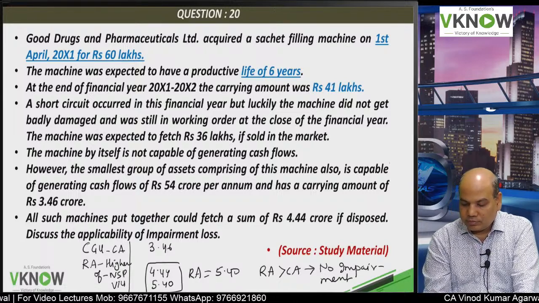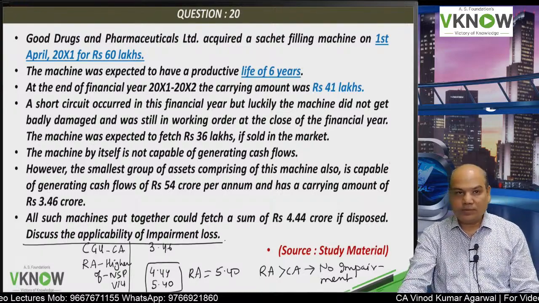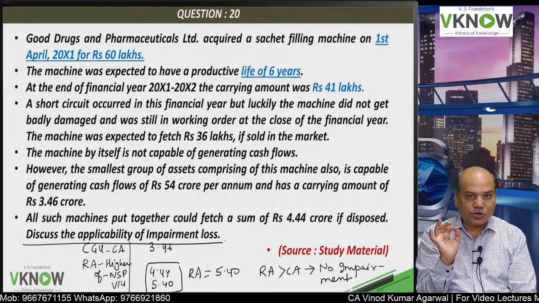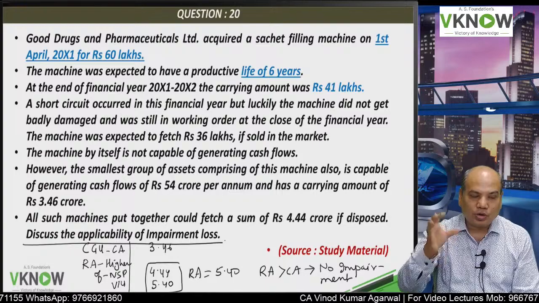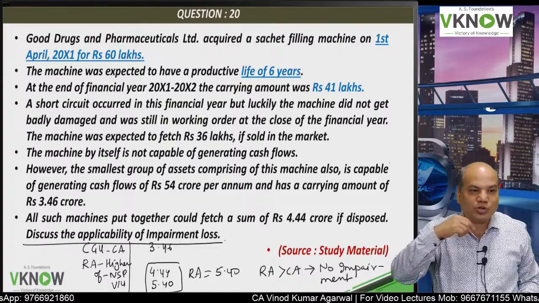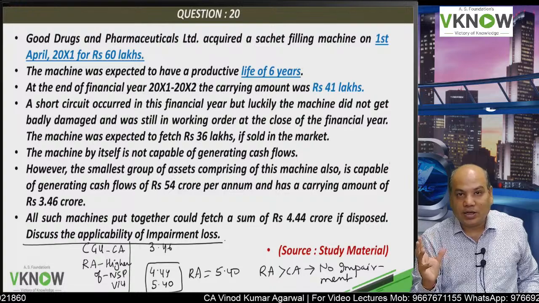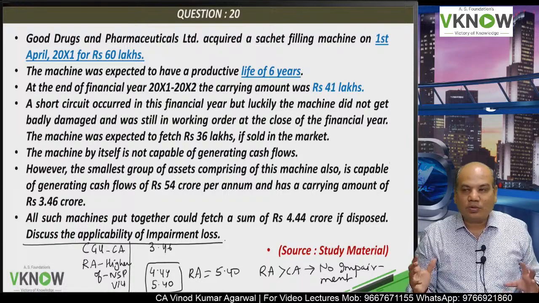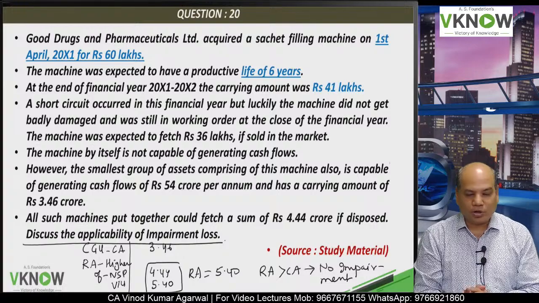CGU is not impaired. I hope it is clear. If the CGU is not impaired, the assets of the CGU are also not impaired. If the entire CGU is not impaired, if the classroom is not impaired, this camera is also not impaired. Even if there is an indication of impairment, because it is a part of the classroom and the classroom is not impaired, the corresponding camera is also not impaired.